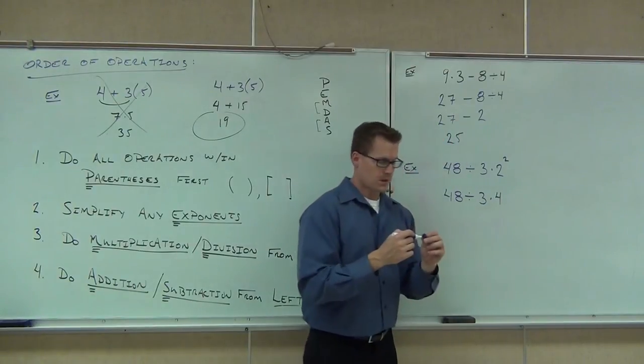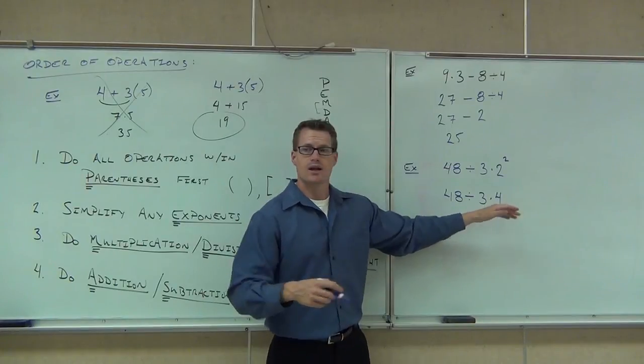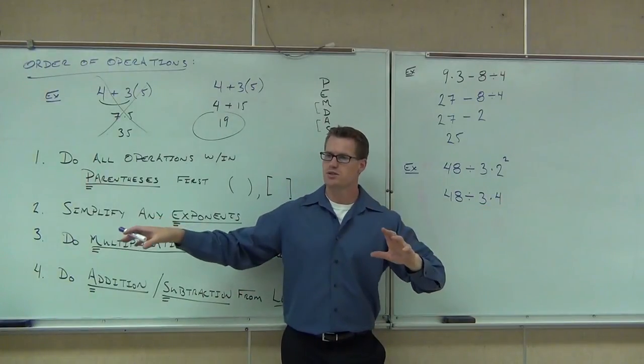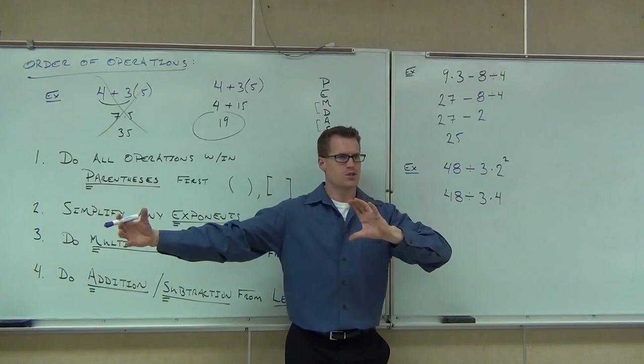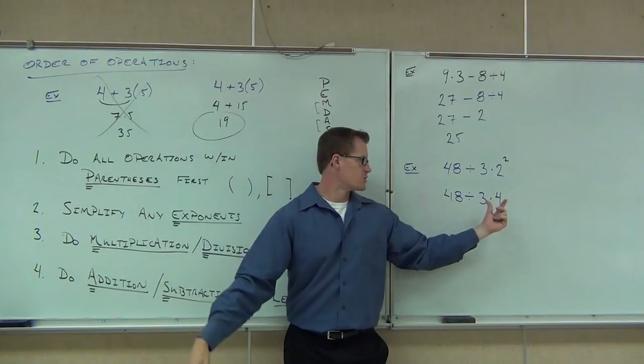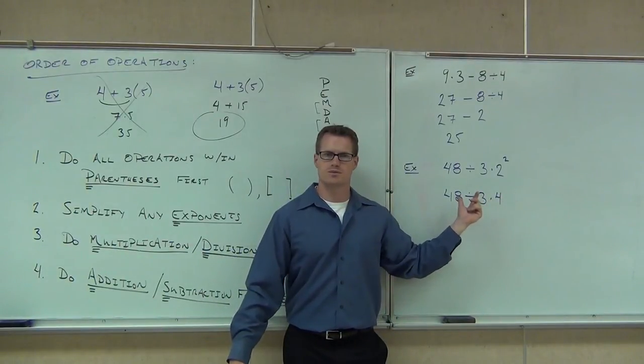Then we move on. We checked for parentheses, there were none. We just did, and we evaluated our exponent. Now there's no more exponents. We're down to multiplication, division, addition, subtraction. So multiplication and division come first. We do it from left to right. So my question to you is, am I supposed to multiply the 3 times the 4, or am I supposed to divide the 48 by the 3?